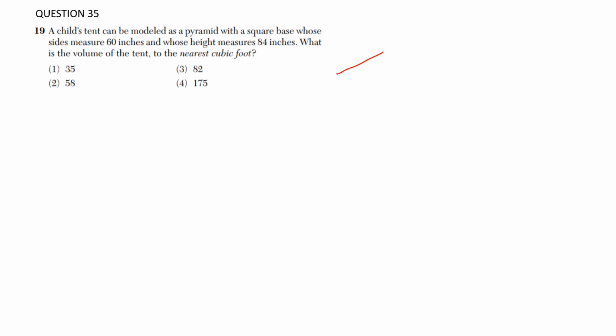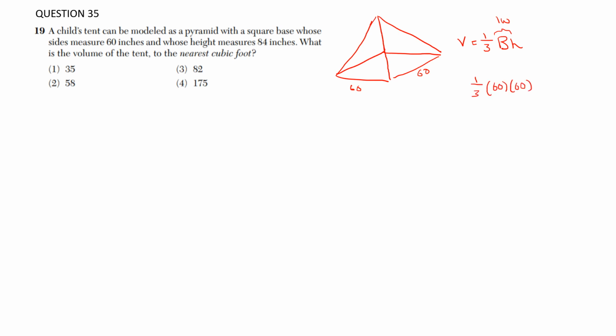So it's telling us that the child's tent will just look like this. A square pyramid. We know that the volume of a square pyramid, which is what it's asking us, is 1/3 base times height. Base being our length and width. We know that the base is just 60 times 60. So that's 1/3 60 times 60. And we also have a height of 84.